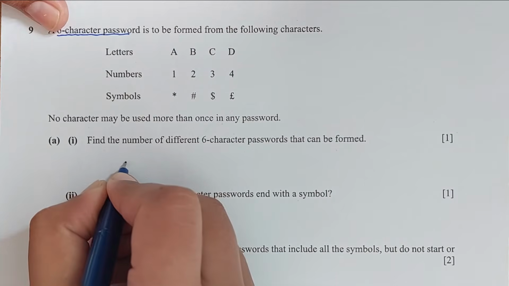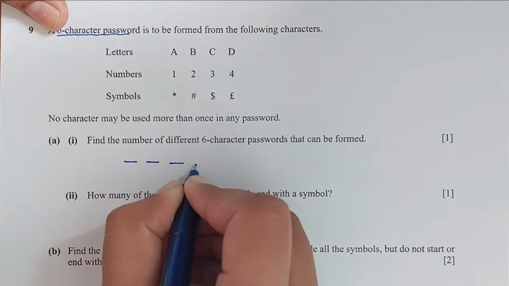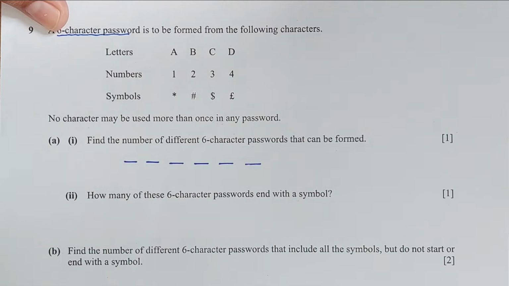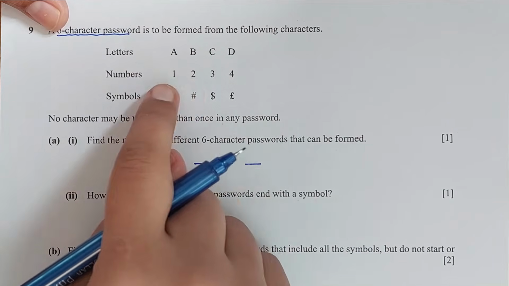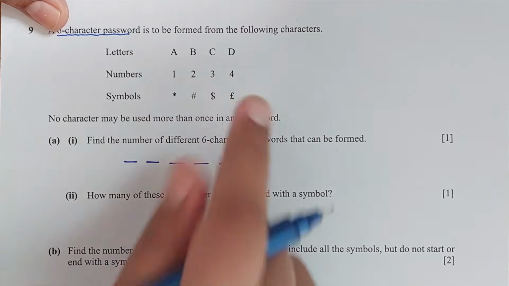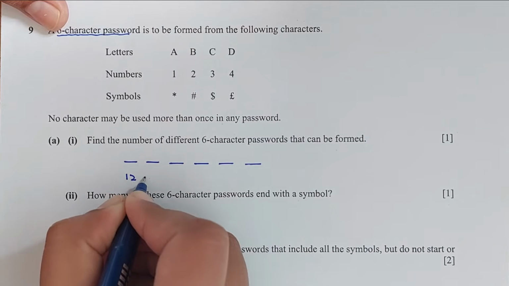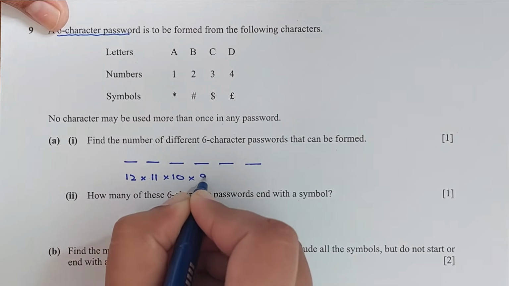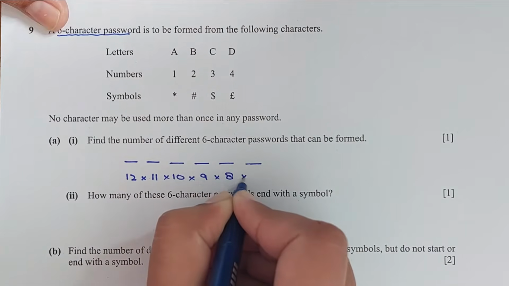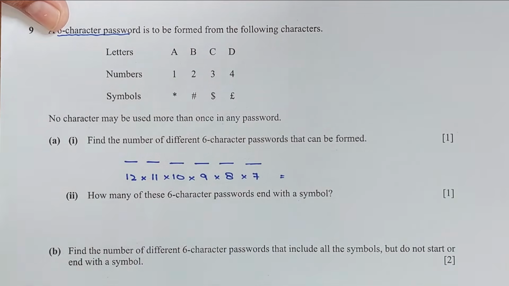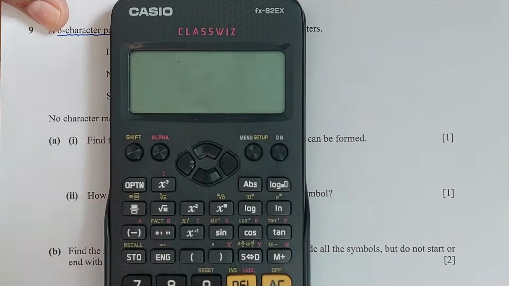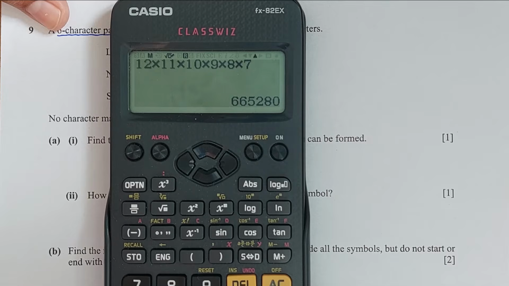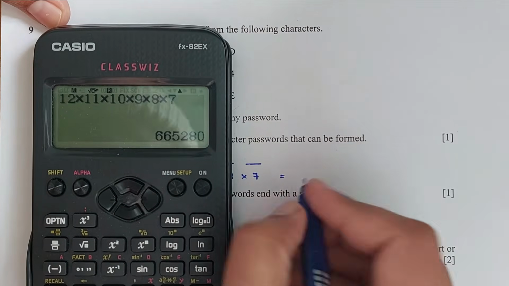So it should be 6 characters: 1, 2, 3, 4, 5, 6. So we have 1, 2, 3, up to 12 options in total. So we have 12 options, and then 11 options, and then 10, 9, 8, and 7. Okay. 12 times 11 times 10 times 9 times 8 times 7, which is 665280.